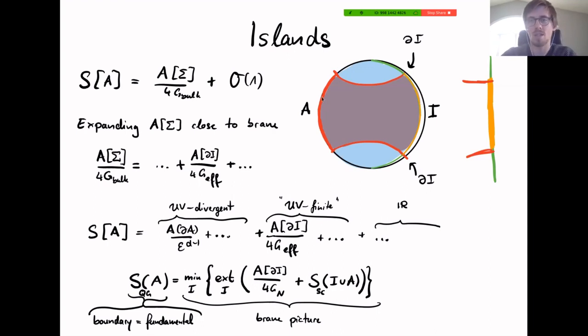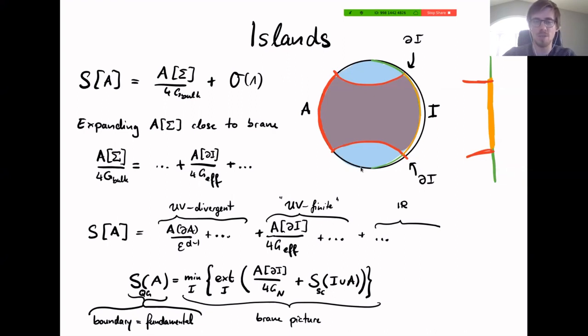So what this means is that, just taking the standard RT prescription and interpreting this from the brane point of view, what I really want to extremize is not the area of the bulk RT surface, but now the area of the boundary of my island over 4 G Newton plus the entropy between A and I. This is extremized, and the extremization follows from the same extremization you would do in the bulk, where you just extremize your RT surface. And then again, if you have multiple options, you minimize over all your choices.